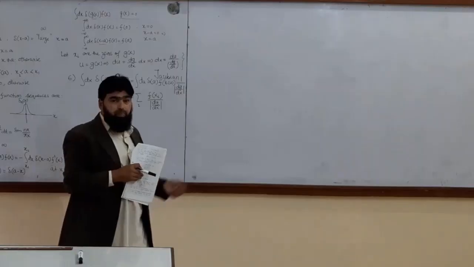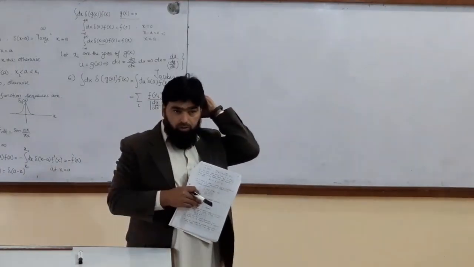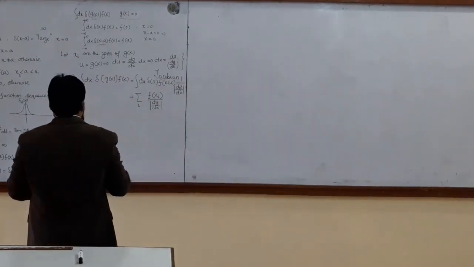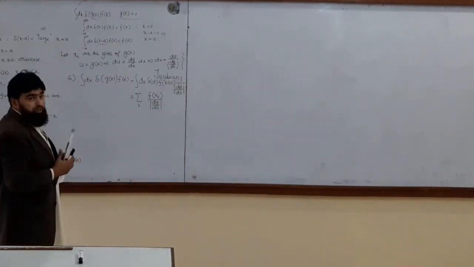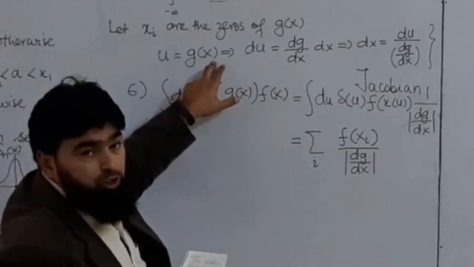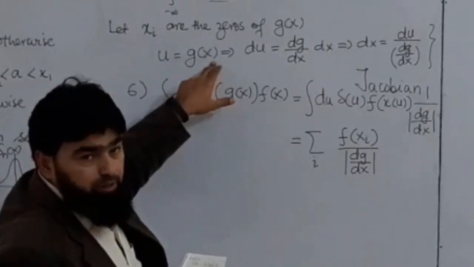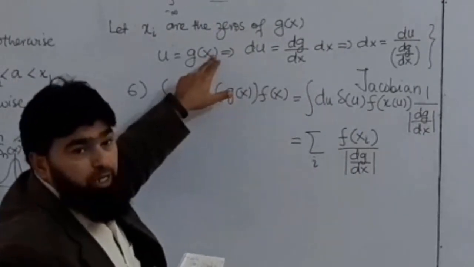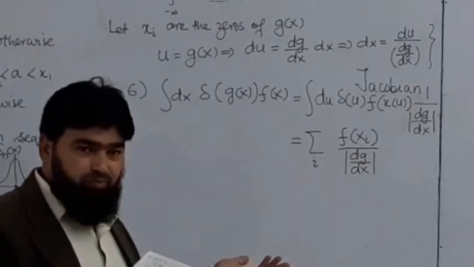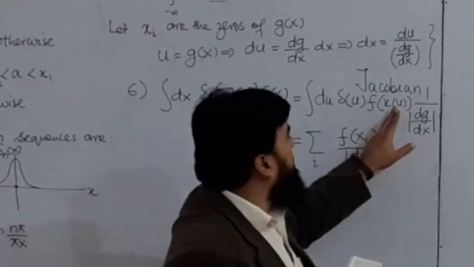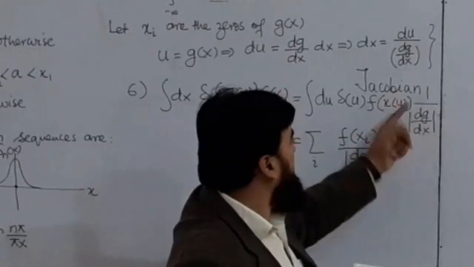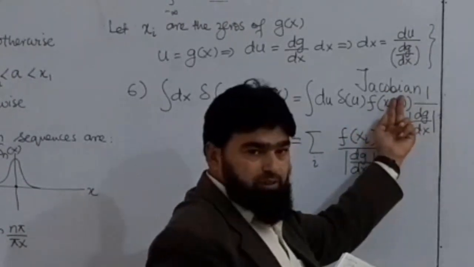Sir, I'm confused, how is x a function of u? U is a function of x. Yes, it's the same, both are right. You see, u is a function of x, meaning u is g of x. So x is automatically depending on u as well. Here I write f of x, for example. If I write f of x, then only f of x.